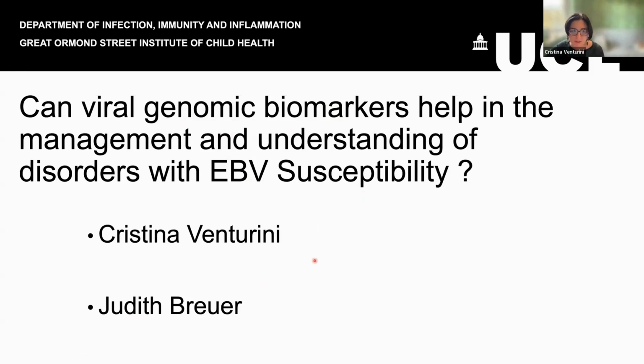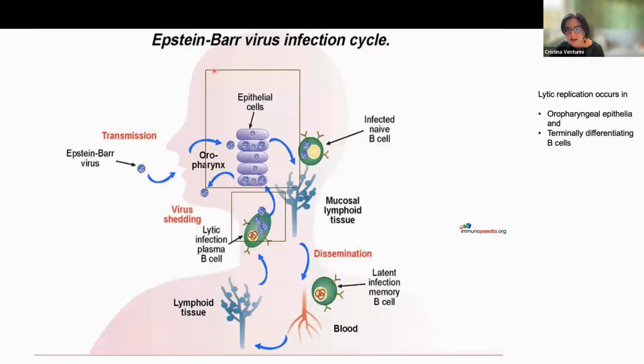I work in a group with Judith Breuer at UCL in the Department of Infection and Immunity. Because I'm the first speaker of the day, I thought I would remind you a little about the EBV infection cycle. EBV is transmitted by saliva. The main target cells are the B cells that express CD21, and the virus can also infect epithelial cells and initially replicate in the oropharynx before infecting B cells.